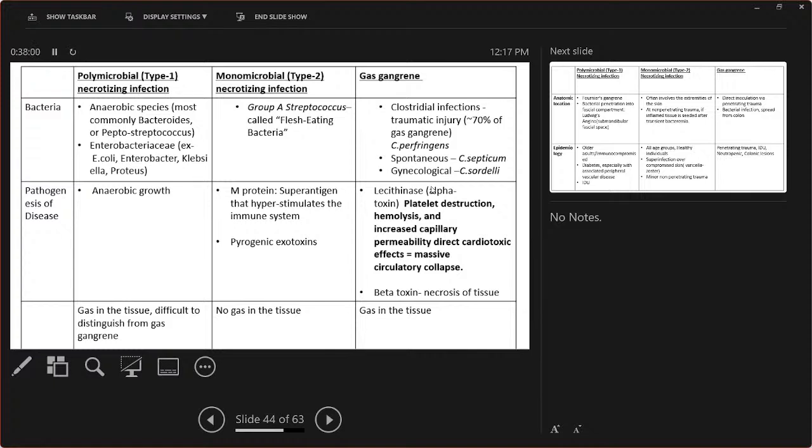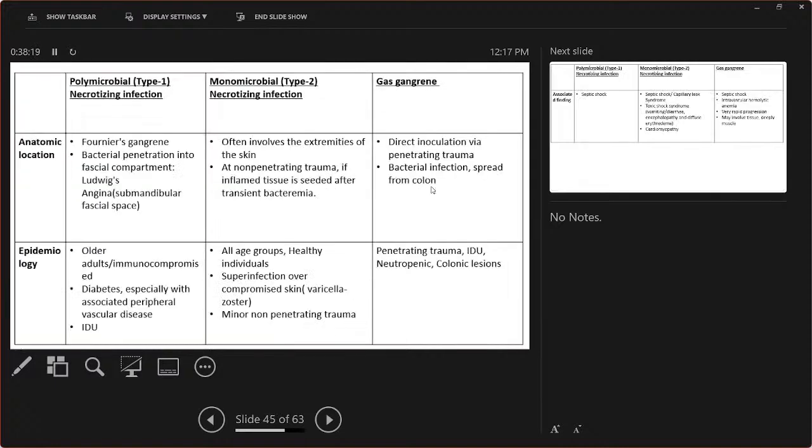The most important differentiating point of all three is identification, and that is diagnosis. Gas is present in case of polymicrobial and gas gangrene. No gas is present in monomicrobial because it is an aerobic bacteria. It's not anaerobic.